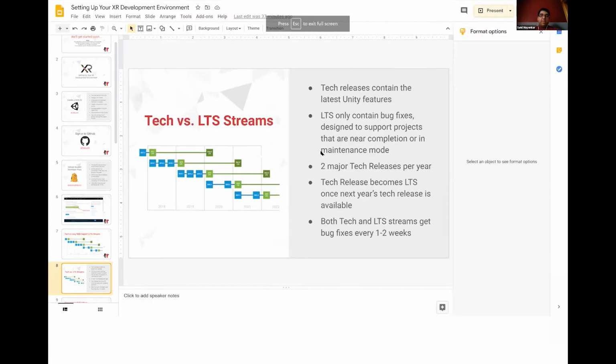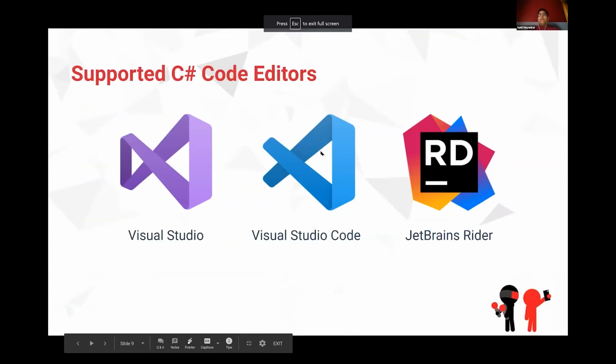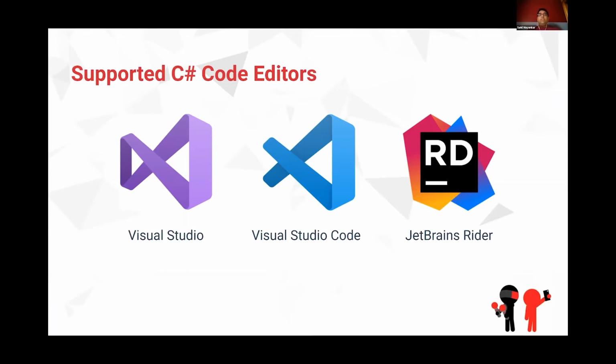So when I go here under my slides, the first thing to note is the C# code editor. Unity supports 3 different C# code editors: Visual Studio, Visual Studio Code, and JetBrains Rider. Basically, what it means to be supported is that they have plugins that allow you to have automatic code completion for all of the Unity classes and their provided functions and whatnot. So they have code completion features on these 3 different code editors.